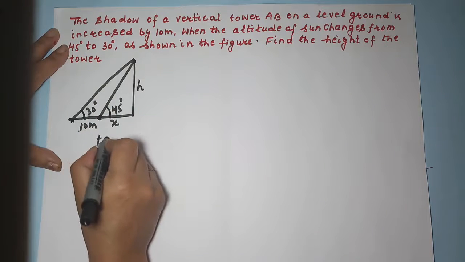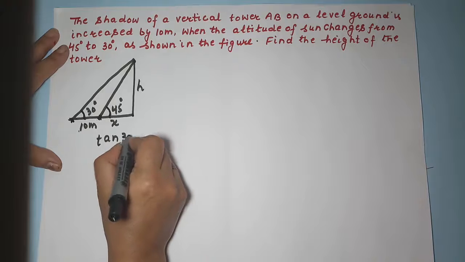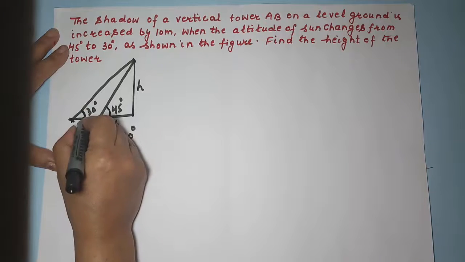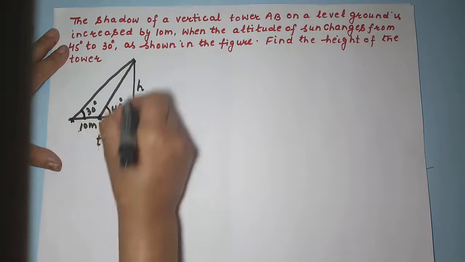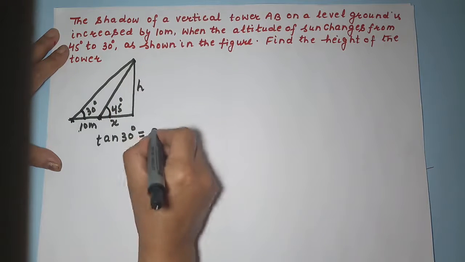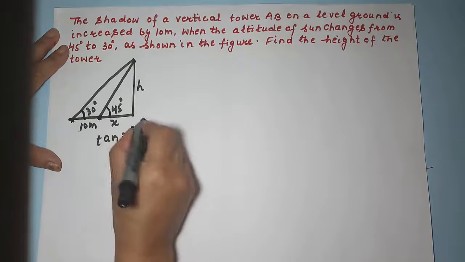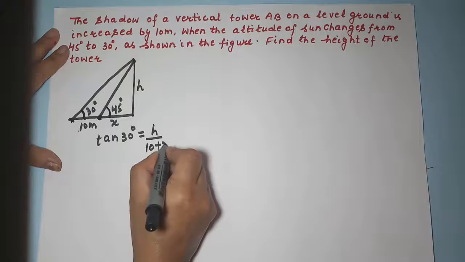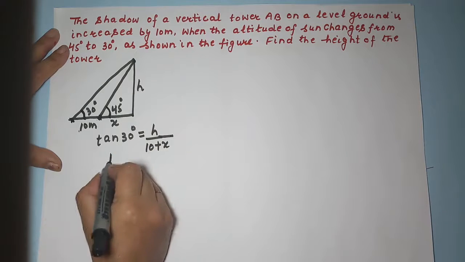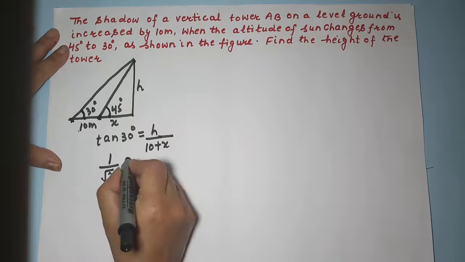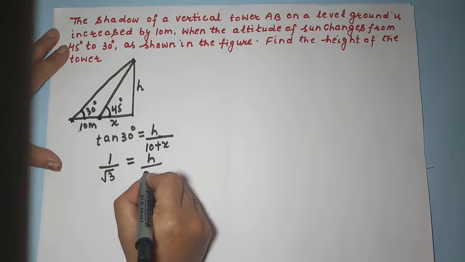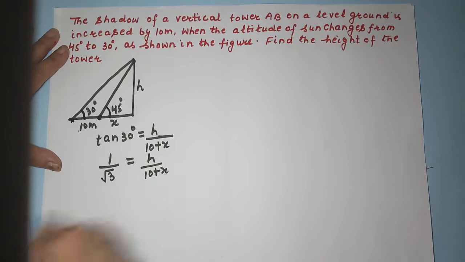So I will first take tan 30 degree. Tan 30 degree means this entire triangle I have to take. So that is opposite, which is h, upon adjacent, that is 10 plus x, right? So tan 30 is 1 by root 3 is equal to h upon 10 plus x, right?